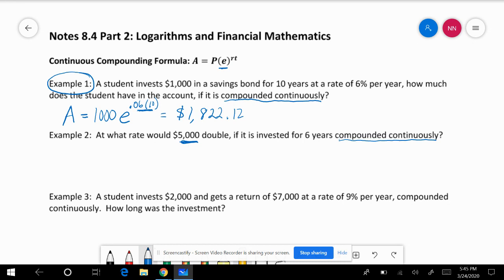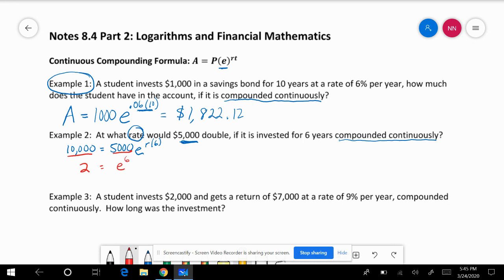Now, looking at example 2, it tells us: at what rate would 5,000 double? Well, double 5,000 would be 10,000. So we're going to set our equation equal to 10,000, and we're starting with 5,000. It's compounded continuously, so we know we're using E. We're trying to figure out our rate, so we're going to leave the rate as an R, and we're timesing that by 6. First step is we're going to divide each side by 5,000, and that gives us 2.